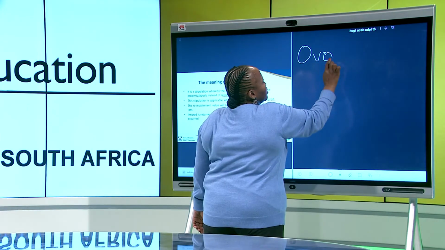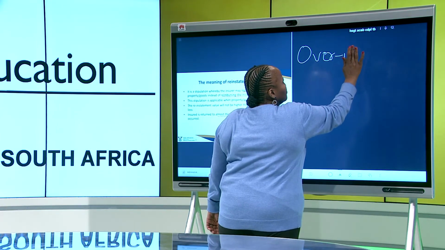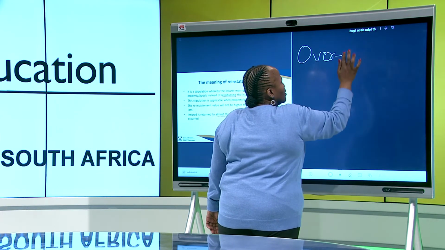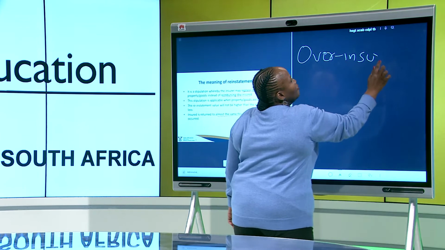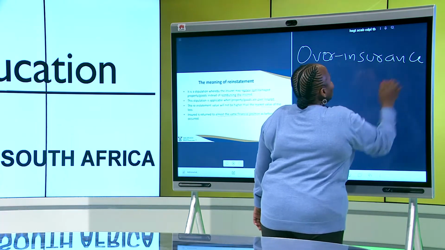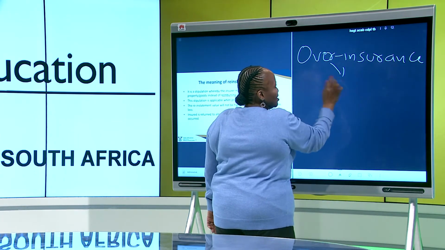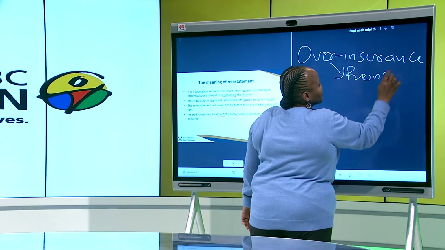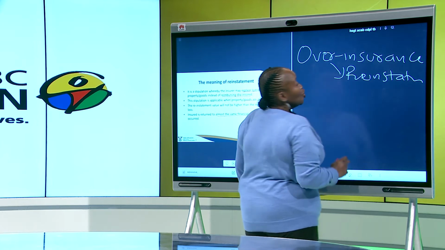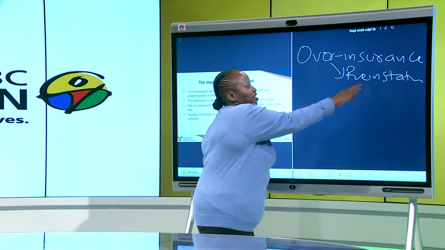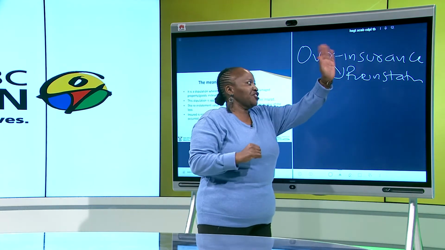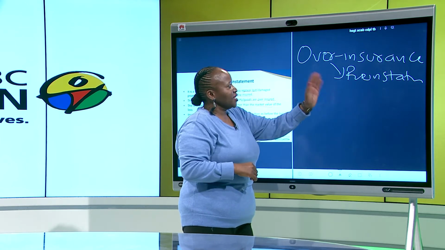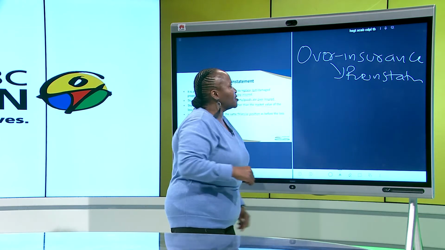Now, if I have to summarize these 4 concepts, one would argue that over-insurance will go hand in hand with reinstatement. So you cannot separate over-insurance from reinstatement. When goods are over-insured, the insurer does not pay out, they simply replace.